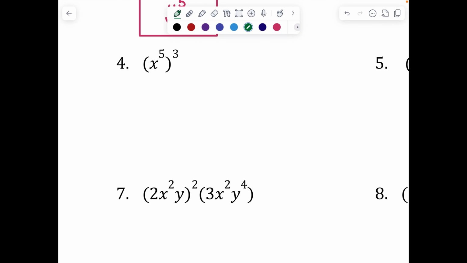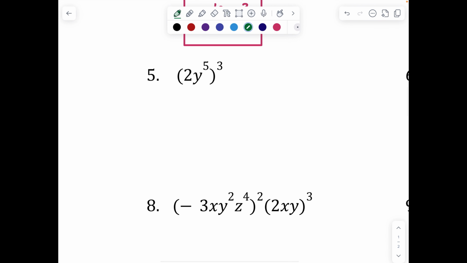So now let's go ahead and add in our power rule. So all we're doing is multiplying our exponents. So here we have 5 times 3. So this is just x to the 15th. The coefficient is 1, so we don't have to do anything. Final answer, x to the 15th.